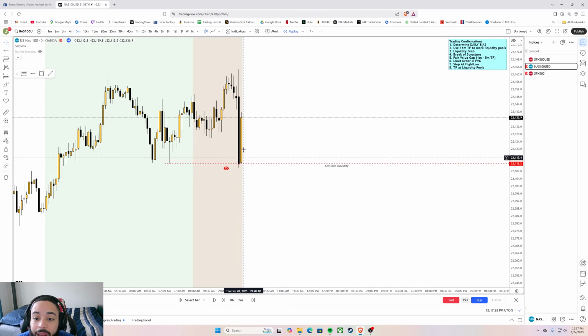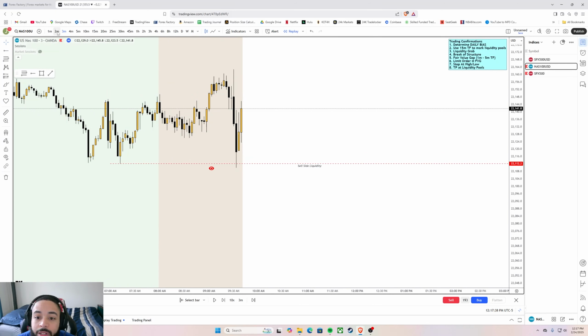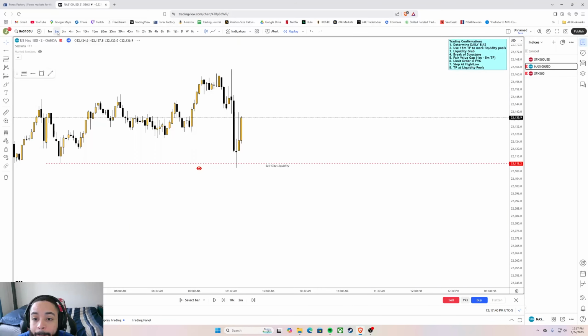Now in this case, we have an aggressive bullish candle, so then I start dropping down to a lower time frame. I'll be on the 5 minute and then start dropping lower to see if there's ever any break of structures or fair value gaps. So no break of structures in any of these time frames right here.